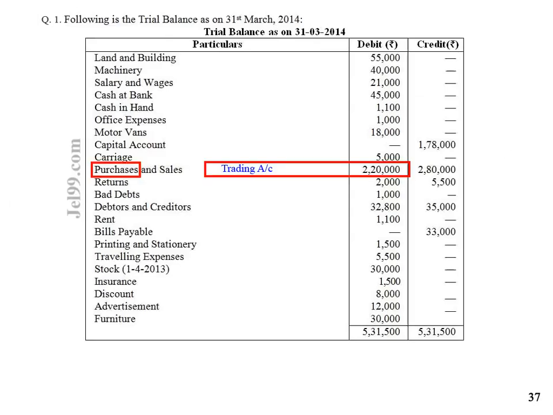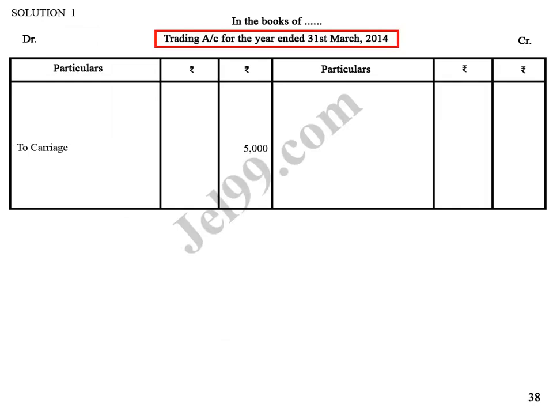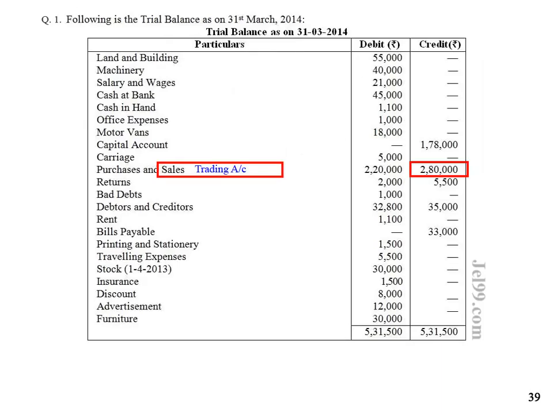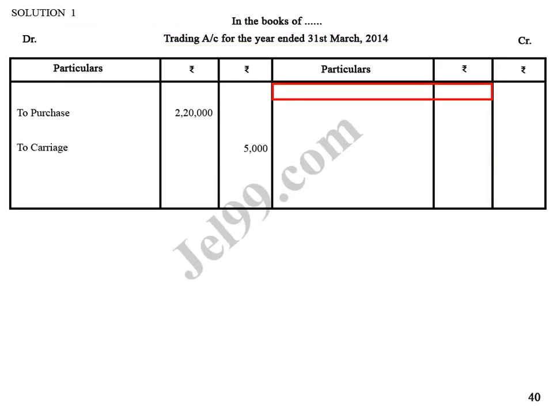Next is purchases of rupees 2,20,000, it is shown in trading account, debit side, to purchases rupees 2,20,000, in a column because there is return on purchases. Next is sales rupees 2,80,000, it is shown in trading account on credit side, by sales rupees 2,80,000, in a column because there is return on sales.